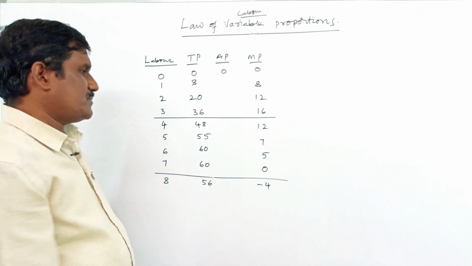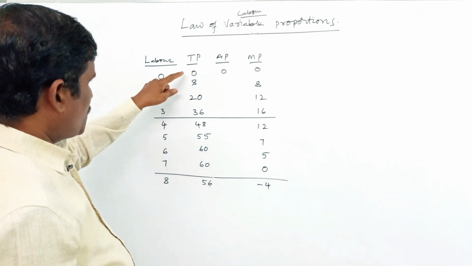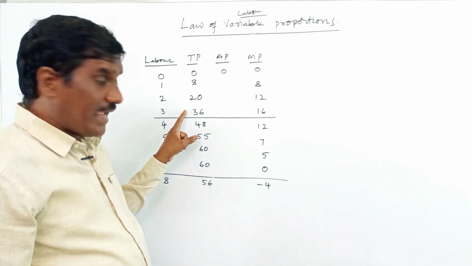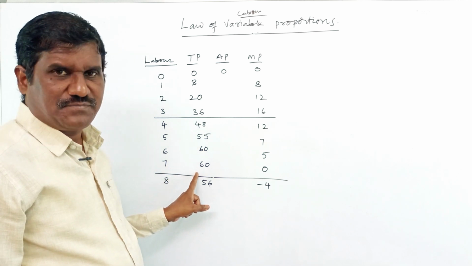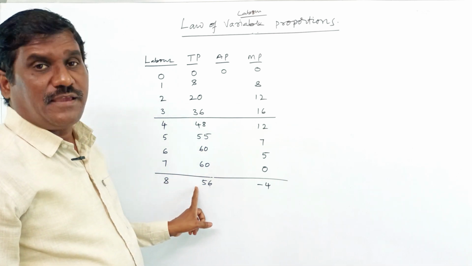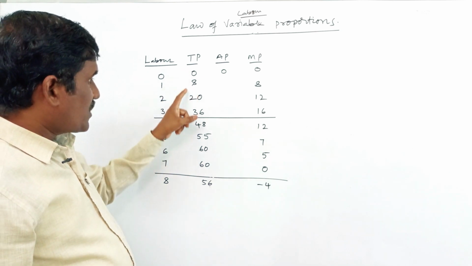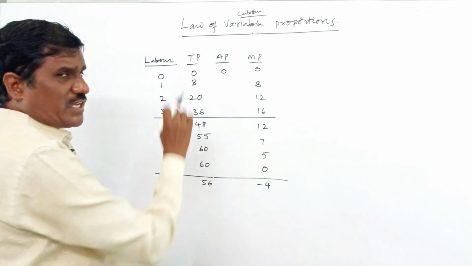This is total production. Observe carefully. Total production at the initial stage increases, and in the second stage total production also increases to the maximum level. Then it decreases. Okay, so this is the total production. Then go to the average production.